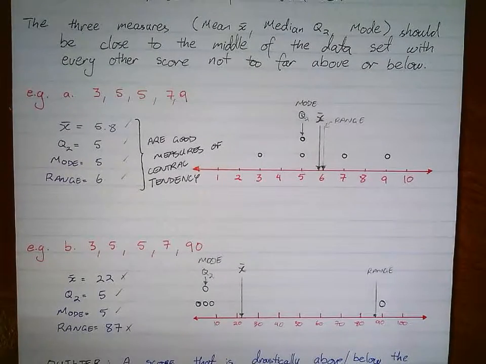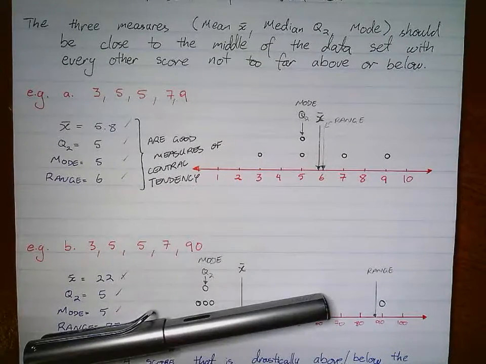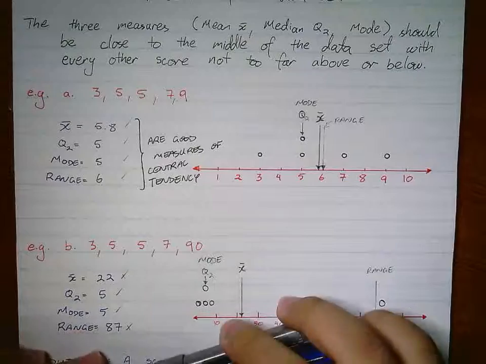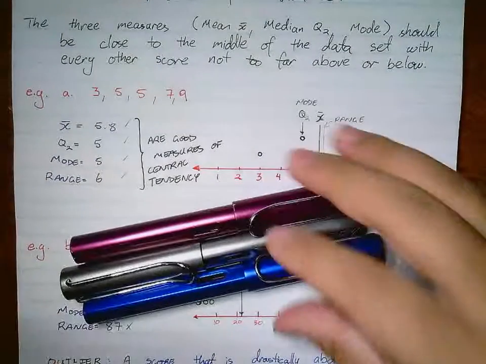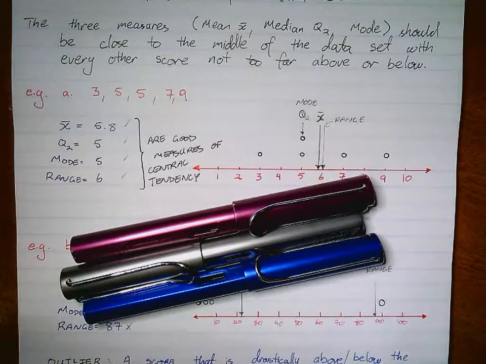Okay, so I hope you have some sense of mean, mode, median, and range as measures of central tendency.